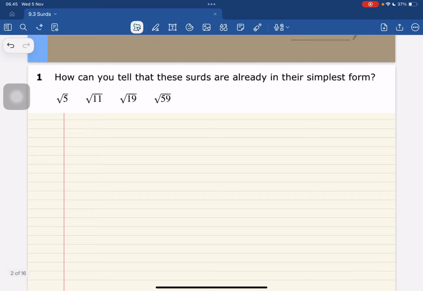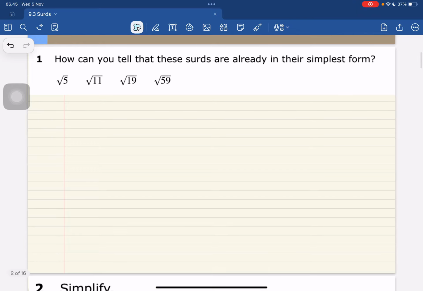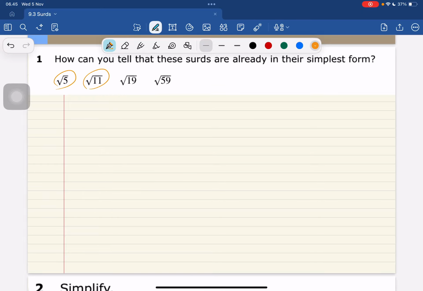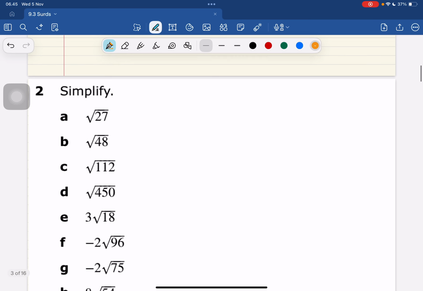I'm going to solve practice questions about surds. How can you tell that these surds are already in their simple form? Look at 5, 11, 19, and 59. They are all prime numbers, so the factors are only 1 and the number itself. So this is the simplest form. They have no square number factor.